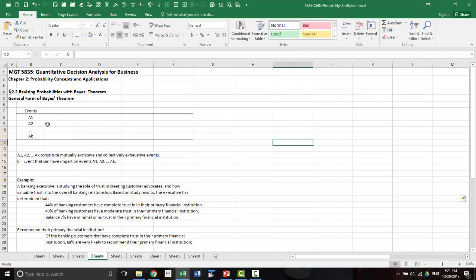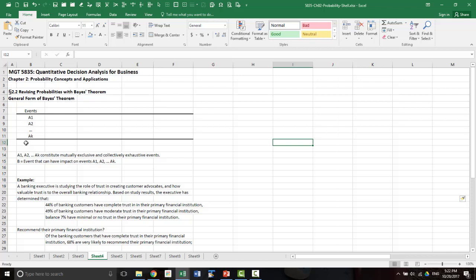That means here we have, say, k events, A1, A2, all the way through A sub k. Each event is mutually exclusive, so there are no intersections among these A's. And when you take them all together, they collectively give you the sample space.